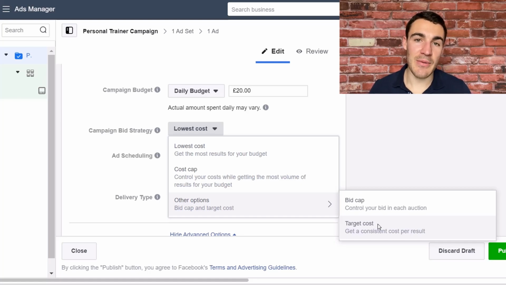What tends to happen in reality when you select target cost is you just end up paying more. You pay more at the beginning. Yes, there may be times where with one of the other bid strategies you see spikes above what your target cost would be, but they're usually very small and very temporary. When we've tested target cost alongside lowest cost, we've generated better results with lowest cost. We just end up paying more per conversion, which is obviously not what you want. So I wouldn't recommend using target cost.